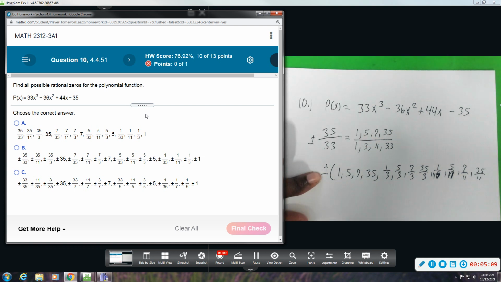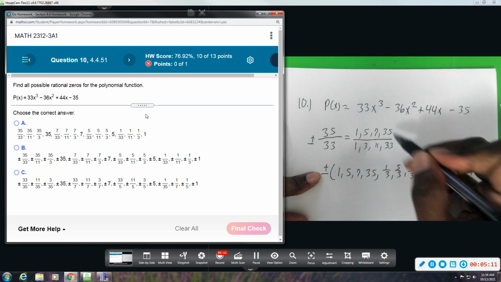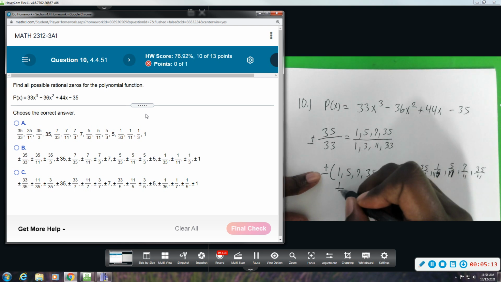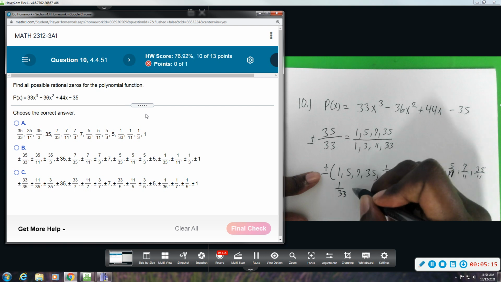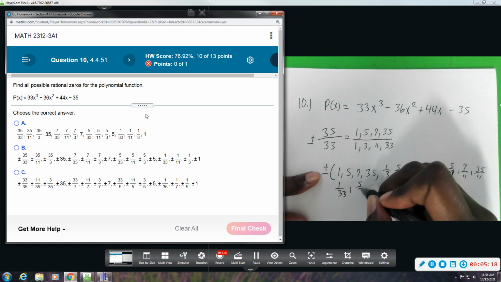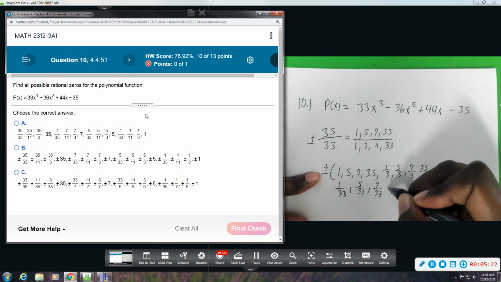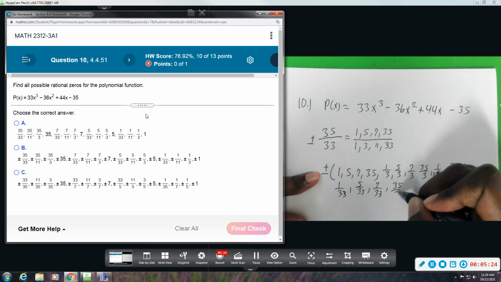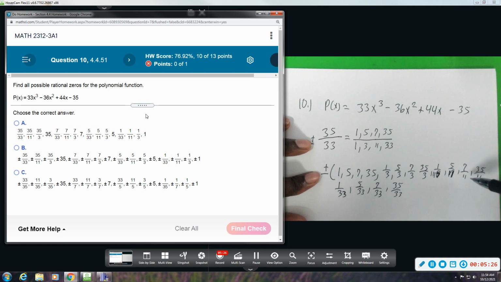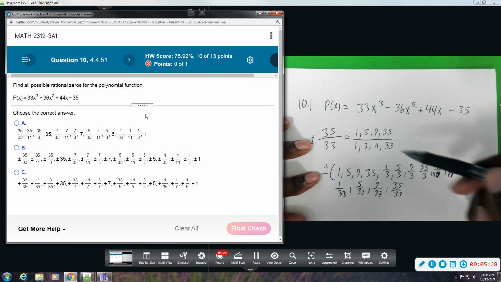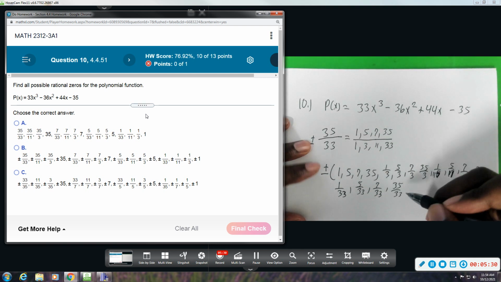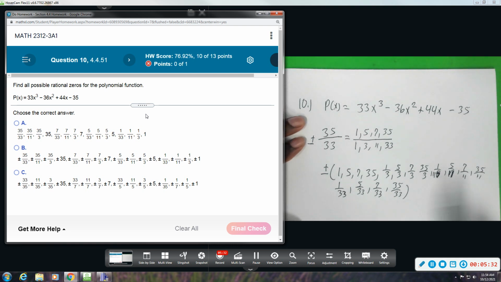Positive and negative of everything. And then lastly, everything divided by 33. So 1 over 33, 5 over 33, 7 over 33, and 35 over 33. Sometimes some of these will reduce, and if they do reduce and it's already something in the list, you don't have to write it twice. But this is the complete list, positive and negative, of all these terms.